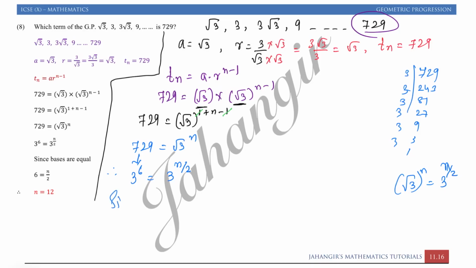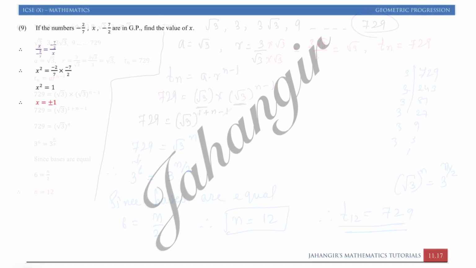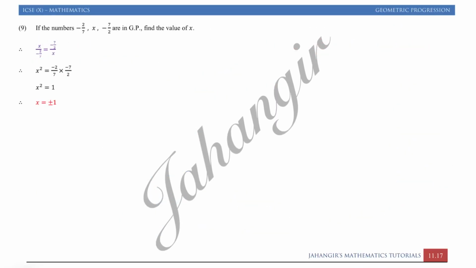Since the bases are equal, we can say 6 is equal to n upon 2. So therefore n is equal to 12. Hope you understood. So therefore you can write T12 is equal to 729. Question number 9.